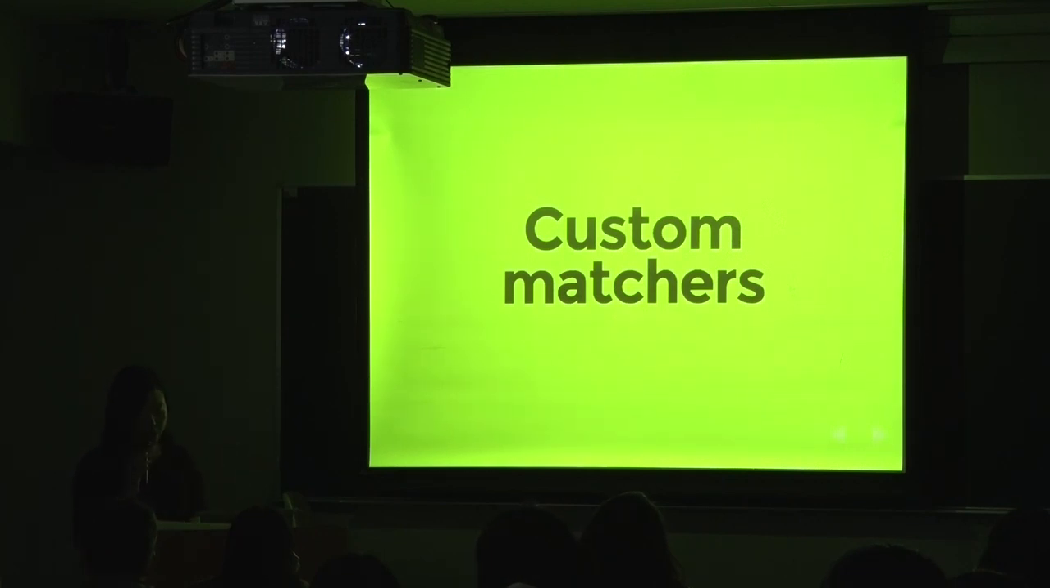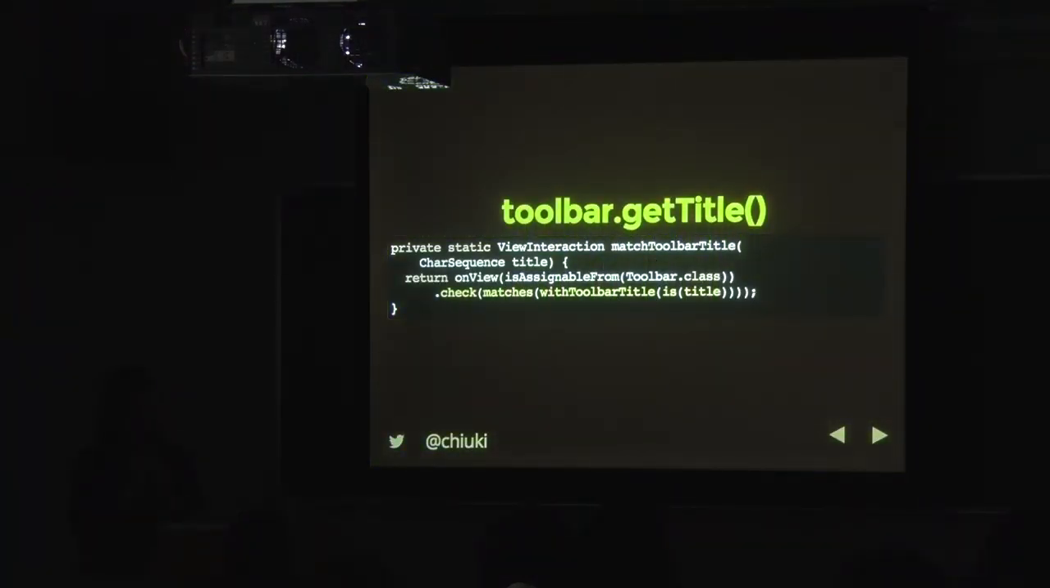So what we are going to do using the custom matcher is that we are going to use the function from the toolbar class called .getTitle. That is a part of the public API, so that is much less likely to change rather than the inner structure, which is not published, right? Because we just kind of looked into it with Hierarchy Viewer.